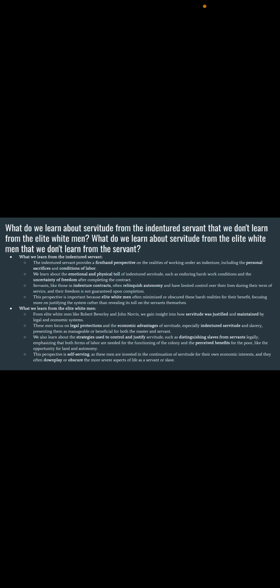Their portrayal of this is often heavily sanitized to appeal to potential settlers and investors, promoting the system as a manageable and even desirable arrangement for those willing to work hard. However, their perspective conveniently overlooks the exploitive and dehumanizing aspects of the system, such as lack of agency and the physical toll that servants endured. For the elite men, the focus is on the economic benefits, both for the colony and themselves, rather than the lived experience of the people working under these systems.